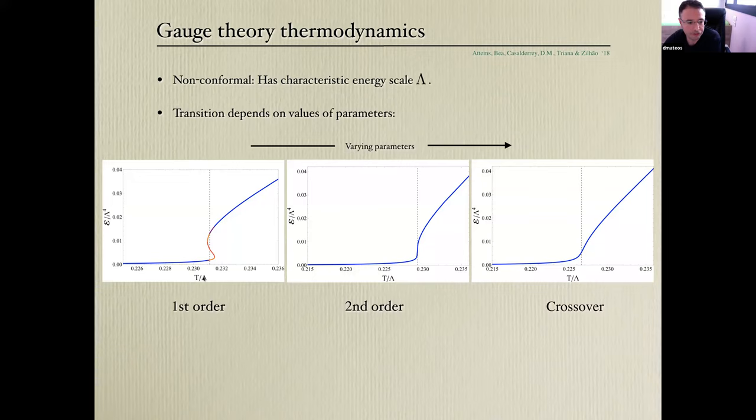And you see that the energy density is multivalued as a function of temperature, as you expect for a first order phase transition, which in this case would happen between this state and this state. But if you vary those parameters, you can actually turn the first order phase transition into a second order phase transition or into a crossover. But in all cases, the critical temperature, either here or here, or the characteristic temperature at which the crossover takes place, is set in order of magnitude by this characteristic scale of the theory, Lambda.